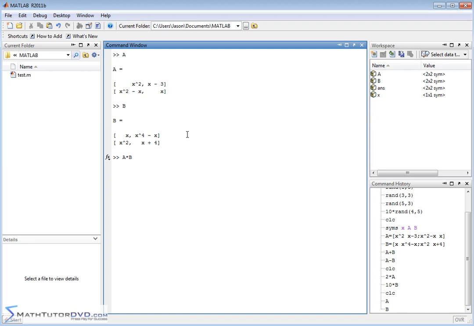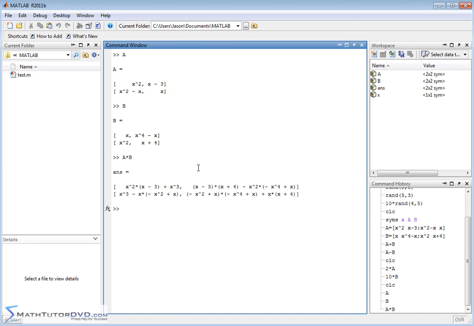I can multiply these together and it's going to use the rules of matrix multiplication across and down, just like you typically would expect, to calculate a resulting matrix that looks something like this. So you can see it's doing all the matrix multiplication for you.